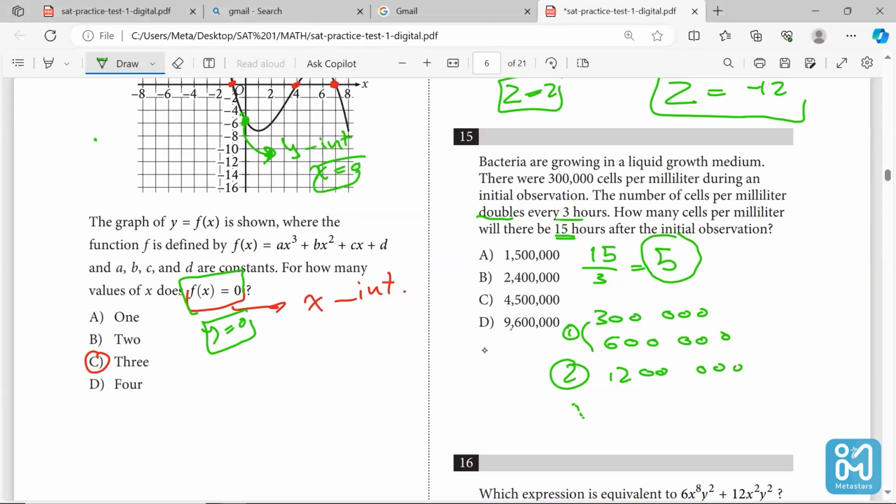9,600,000. Now again, you should remember that we divide by 3. Why? To see how many 3s we have in 15 hours. And why do you multiply by 2? Because the question already gave us the keyword, double. Double means multiply by 2 each time. Good? Any question with this? Do we have any question, guys? Okay.